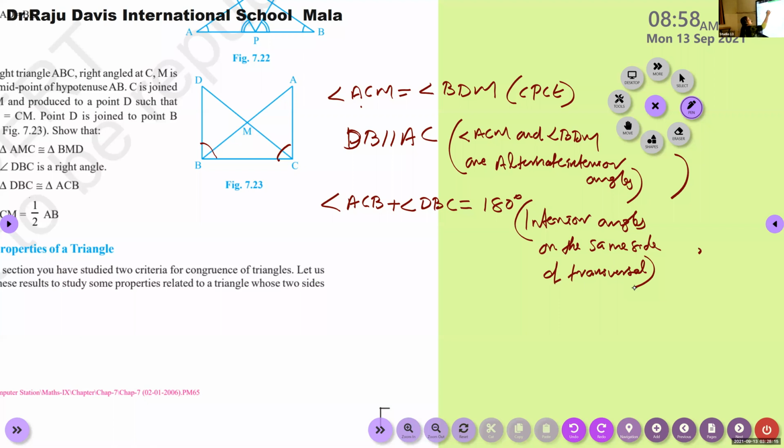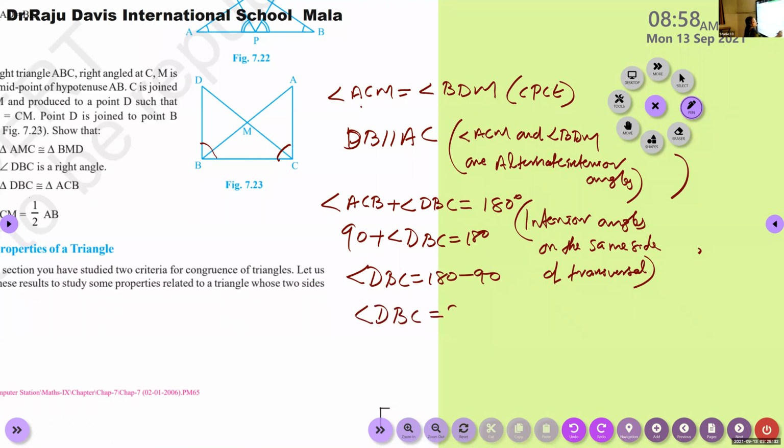But it is given that ACB is a right angle. So 90 plus angle DBC equal to 180. Angle DBC equal to 180 minus 90. Angle DBC equal to 90. So both B and C are 90 degrees.